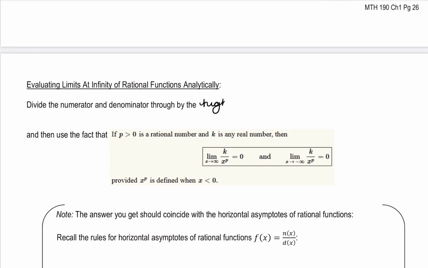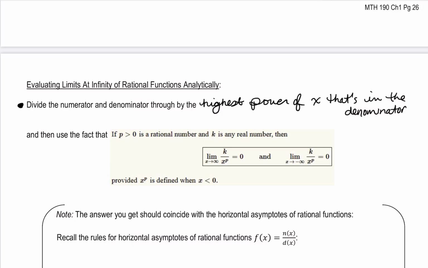So what we're going to do is divide the numerator and the denominator through by the highest power of x that's in the denominator. This will really end up being the equivalent of multiplying by a version of 1, and I'll show that with some work. So we are going to divide through by the highest power of x that we see in the denominator, and we'll do that in both the numerator and denominator.